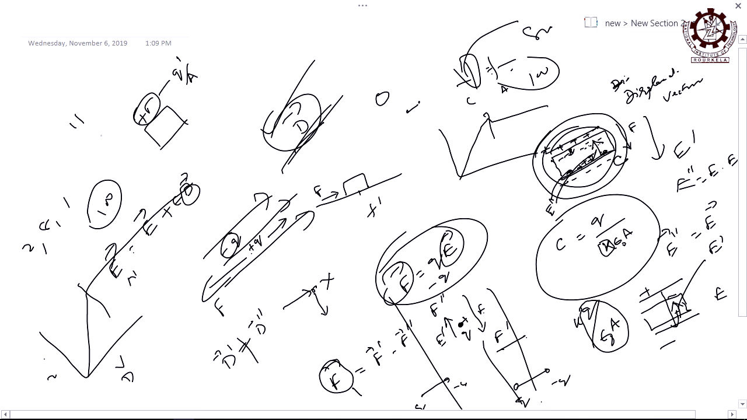In the case of chlorine, what is the atomic number? 17. So what is the configuration? I am just telling the shells, not the subshells. First shell is 2, second shell is 8, and then how much is in the third? Now tell me, the outermost orbit has how many electrons?